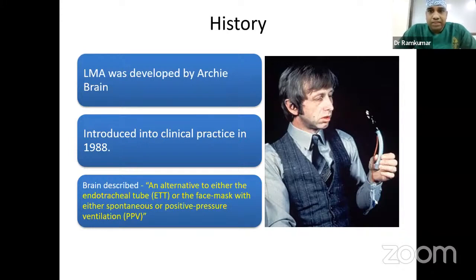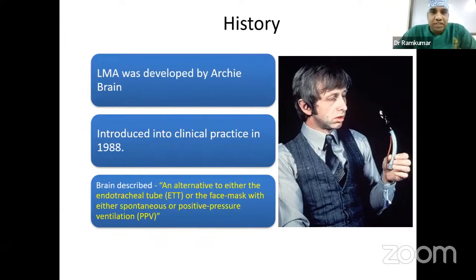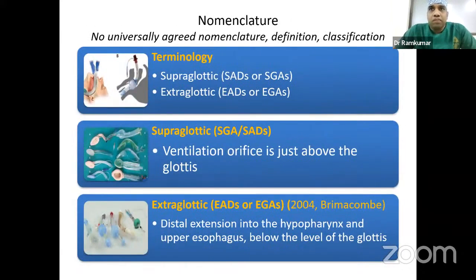Archie Brain said that it's an alternative device between the endotracheal tube and face mask ventilation, for both spontaneous and positive pressure ventilation. Initially, it was a device for superficial surgeries or rescue ventilation. Later on, it has gone to many other advanced applications. From then, we got LMA ProSeal, LMA Supreme, the intubating laryngeal mask airway, and many other devices.